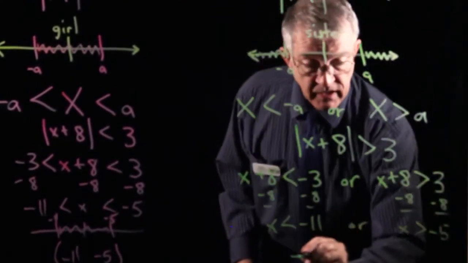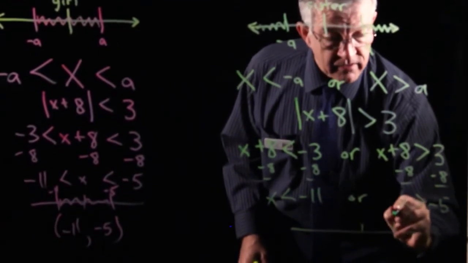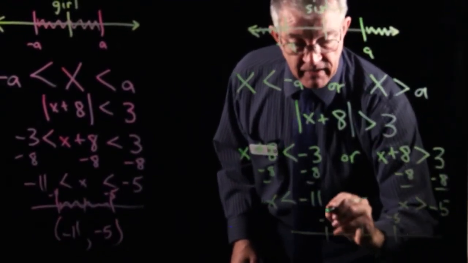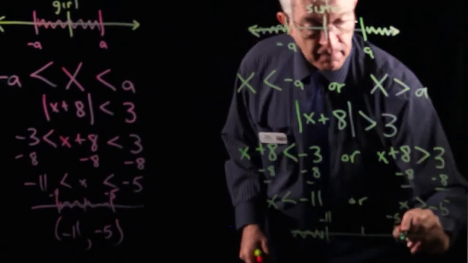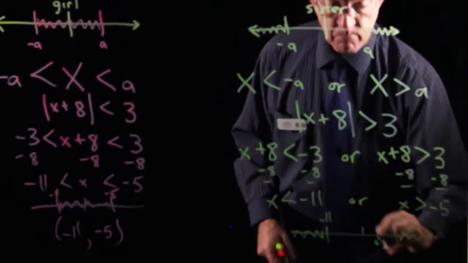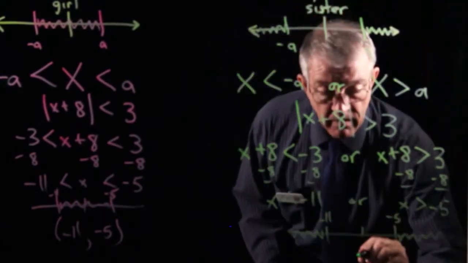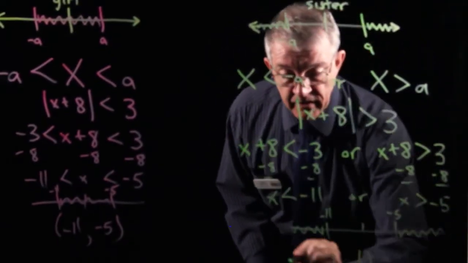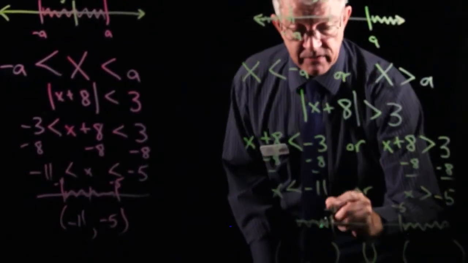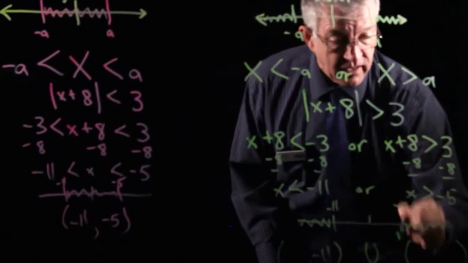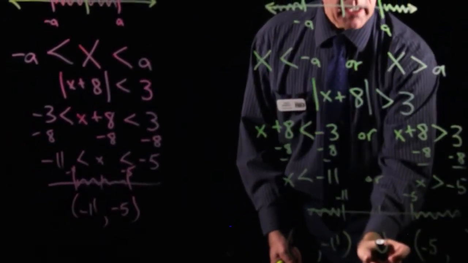Again, I can put this on a number line. I can mark my values, negative 5 and negative 11. I can color in. And then the number line does all the work for the interval notation. All I have to do is copy the value. So negative 11 goes here, and negative 5 goes here, and I'm combining them with a union operator.